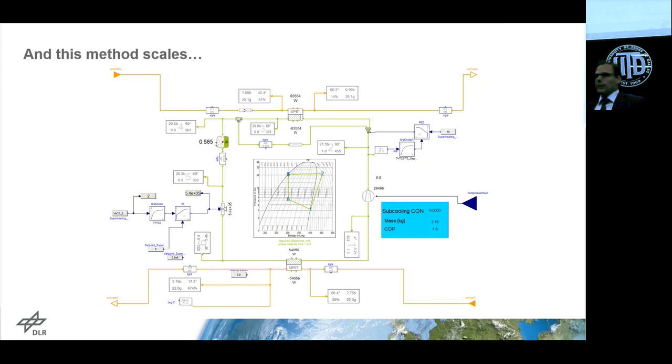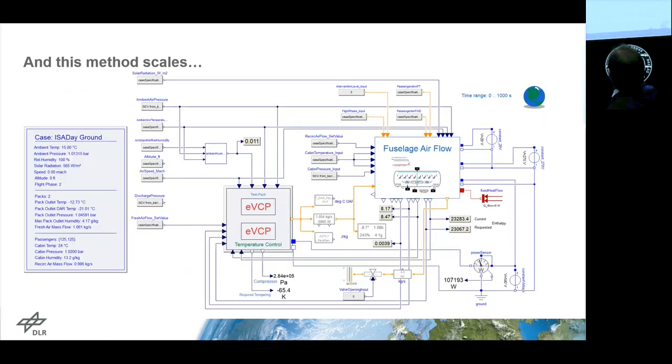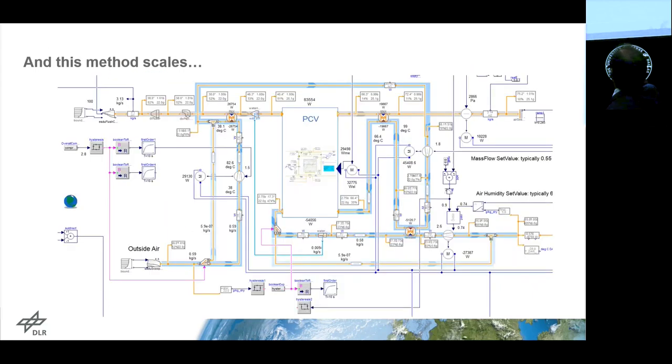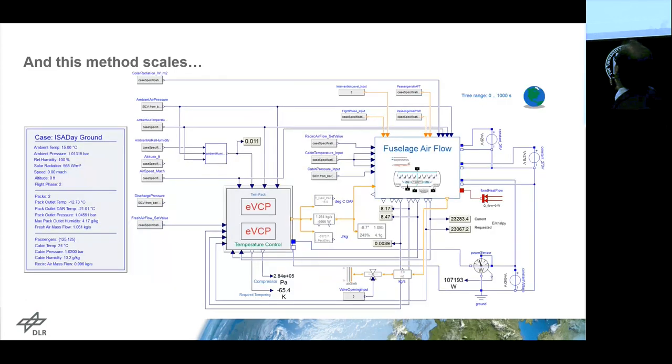And with this method, it really scales. So this is an example of a vapor cycle, having even a bypass, a receiver, and some control stuff. And this vapor cycle is then part of such an electric vapor cycle, air cycle compression pack, as you can see here. So that is something you can consider as an alternative to the standard ECS I've shown you before. And this model is contained here. So everything you see here is contained here. And you have it twice because you have two packs on board of an aircraft.